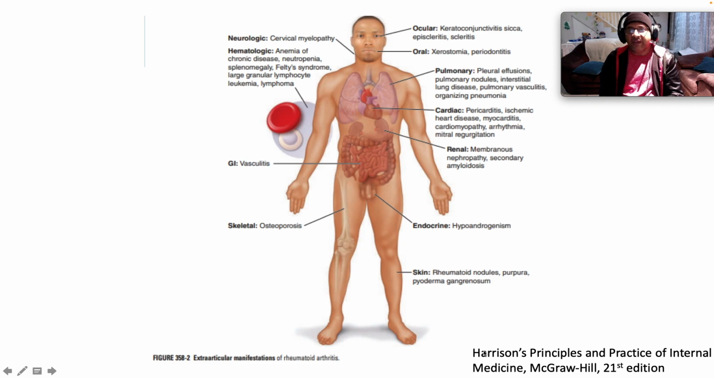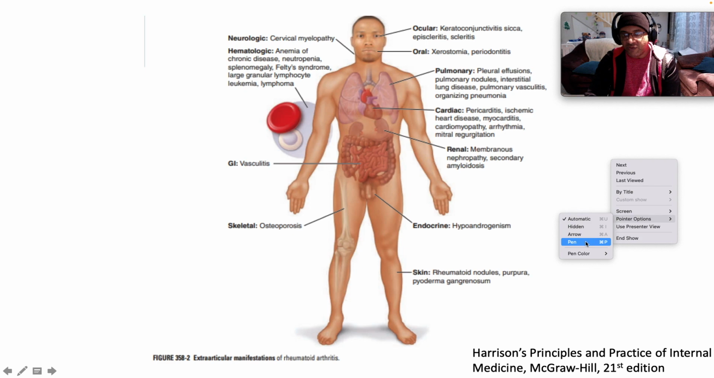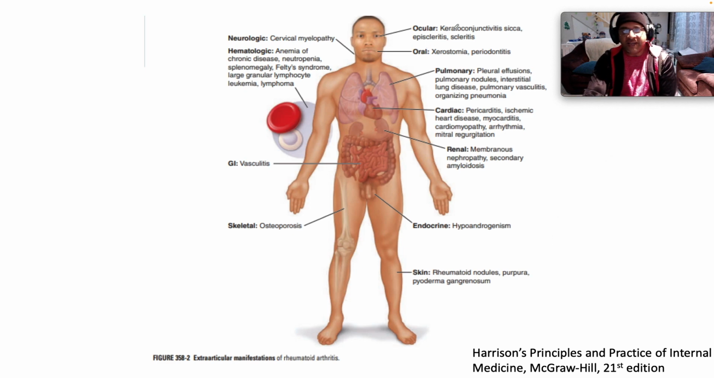So this is another way. I like the pictorial representation of the extra-articular manifestations of rheumatoid arthritis. So from head down, in the eyes, you can have keratoconjunctivitis sicca, scleritis, episcleritis. We said that the difference between episcleritis and scleritis is that one blanches. So episcleritis blanches when you ask the patient to shut the eyes and open them again. Scleritis doesn't. Neurological, you may have cervical myelopathy.